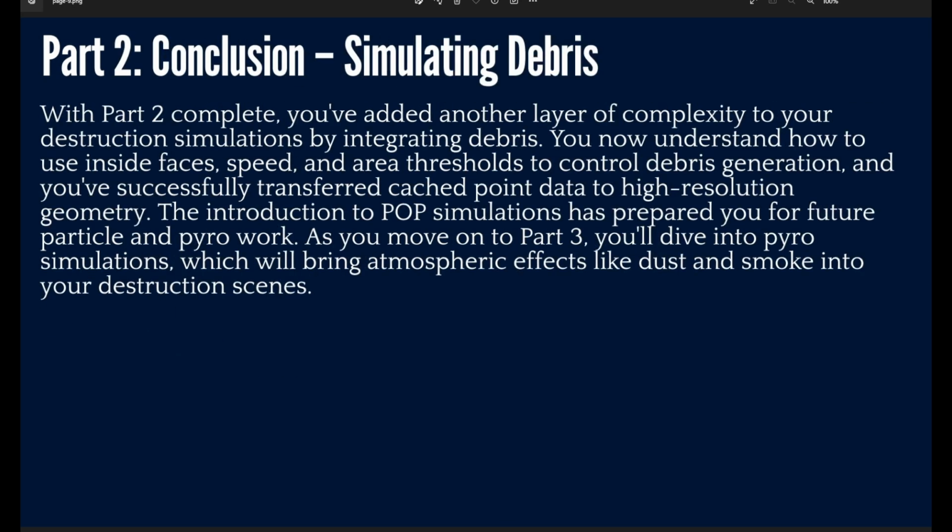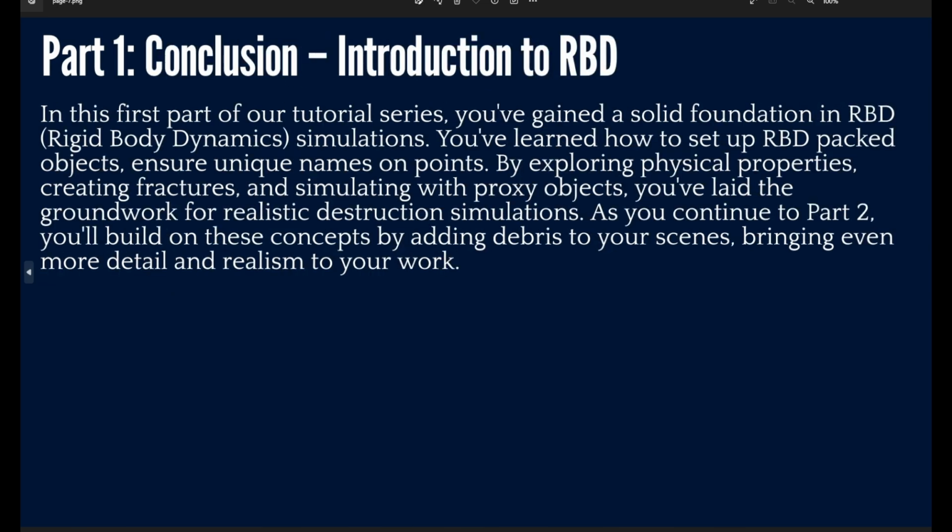And for the conclusion, what you learned now: how to set up RBD packed objects, ensure unique names on points. You already know why on points. We also explored the physical attributes or properties of the fractured object. We simulated the proxy object, then we transferred our proxy simulation to the points, and from points to the high-res geometry. As you continue to part 2, you'll build on these concepts, adding debris to your scene, bringing even more details and realism to your work.